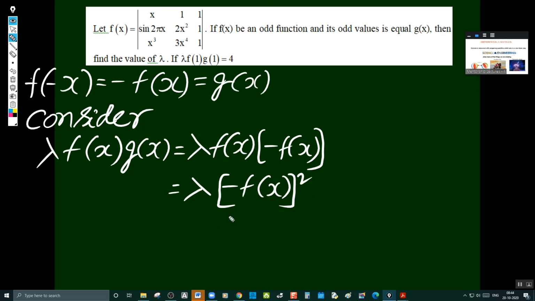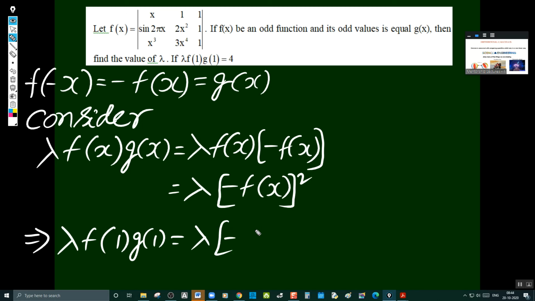Are you there, everyone? Yes, sir. So which implies lambda into f of 1 into g of 1 is equal to lambda into minus f of 1 whole square. Find out f of 1 in the given determinant. Anyone? Can you tell me what is f of 1 there?